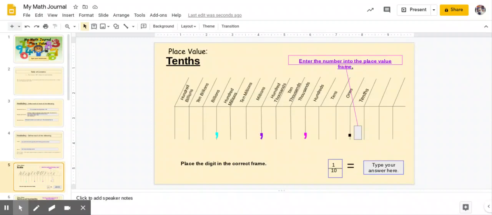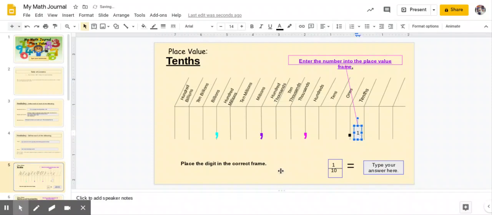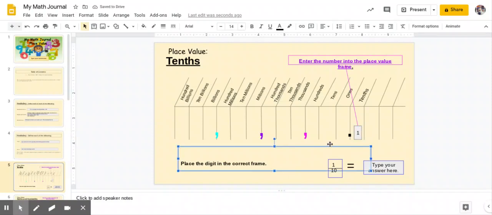So here you see the place value chart. This is similar to what you have been studying at home. You see that all of the place values are labeled across the top. And now we're going to start looking at decimals. So decimals and fractions go together. If we look at our fraction down here, it is 1/10. We see that this is the tenths place, so we would just type the number 1 right there. So this represents 1/10.